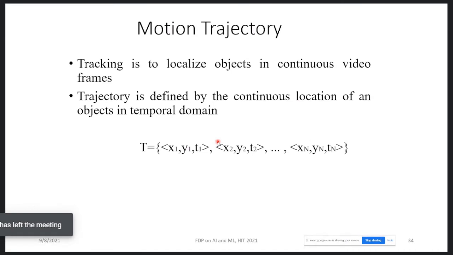But before that, let me explain what we mean by tracking, or rather how we represent tracking. Tracking is to localize objects in continuous video frames, which we have already seen. Now, how are trajectories defined? Trajectories are usually defined using these triplets: X, Y, and time. I'm talking about a two-dimensional representation. With the X, Y coordinate you know the position, and with time you know the time. So at every time, you know where the object is.